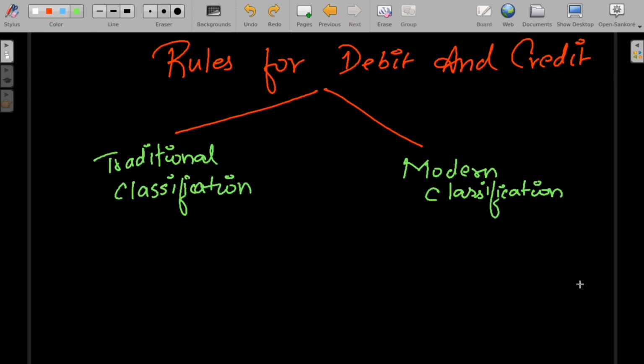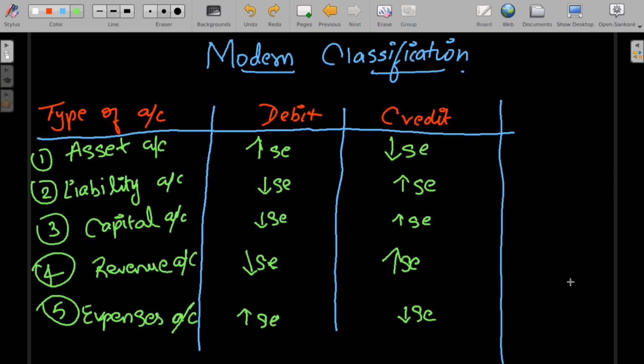Before we start entering the journal entries in the books, there are some rules for debit and credit which should be followed. These can be classified into traditional classification or modern classification. Generally, all firms use modern classification these days to enter any entries in the books. In this video, I'll be continuing by using modern classification. Under modern classification, this table will help you to make any journal entry which is being asked.